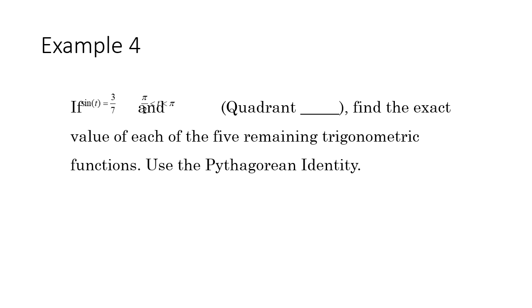So now let's do that same problem, but let's find the value of all 5 of these using that Pythagorean identity. Instead of using those x over r's, y over r's, and all of that, we can do this. Again, we'd start out the same way: sine, cosine, tangent, and then cosecant, secant, cotangent, and we're in quadrant 2.